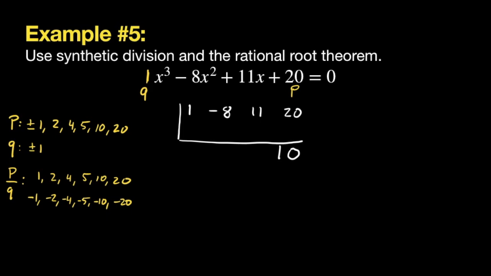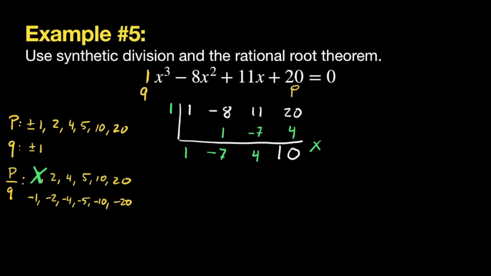So let's start with 1. 1 times 1 gives me 1. We get negative 7. 1 times negative 7 gives us negative 7. Now we get positive 4, and then we get 4. So in this case, we get 20 plus 4, and we know that that's 24. So our remainder here is not 0. So right here, this did not work. When that happens, you're just going to cross that number out because now we cannot use it. We know that that's not going to be the answer, and we're going to try a different number.